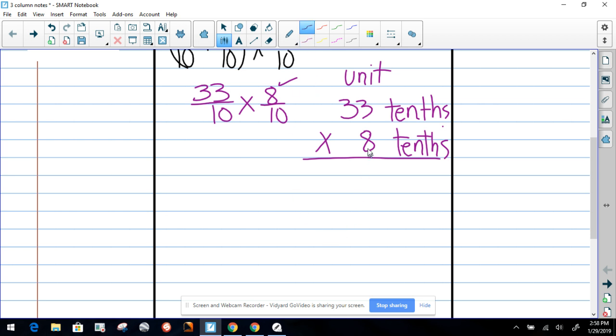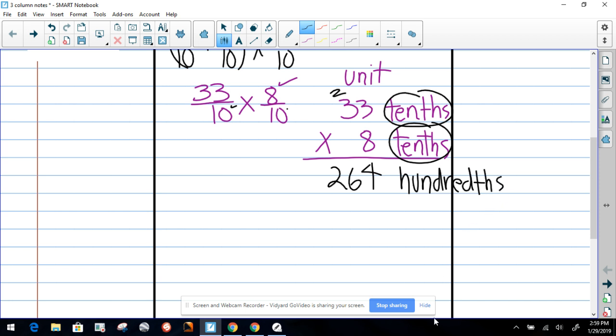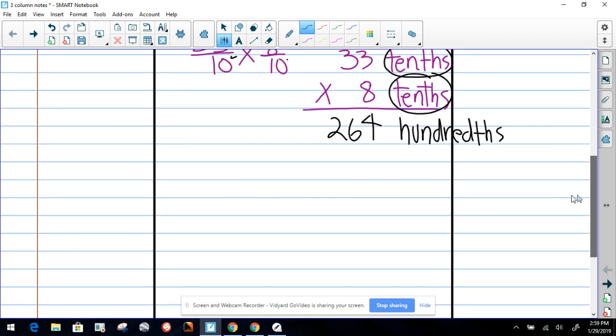So you multiply 8 times 3 is 24. You carry 2 over. 8 times 3 equals 24 plus 3 equals 26. Now you multiply this tenths times tenths. And if you go back here, you will say that 10 times tenths equals 100. So this is going to be 100. Once you have established that the answer is 264 hundredths, then you write that as a fraction. So 264 hundredths.